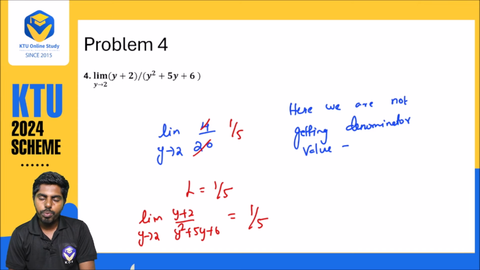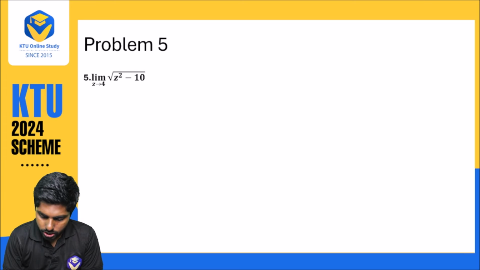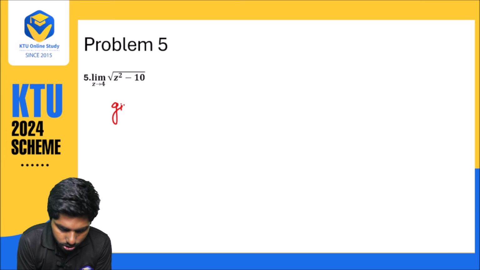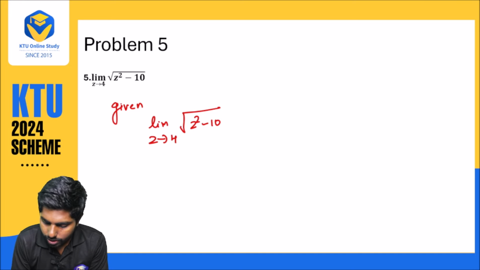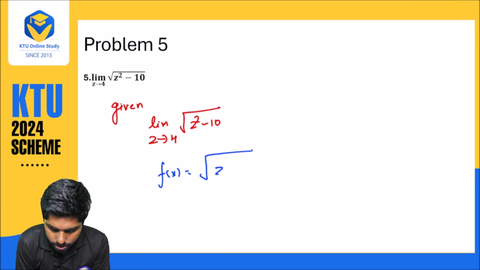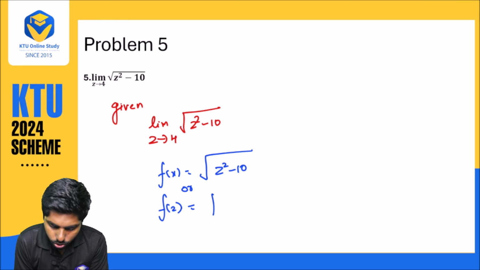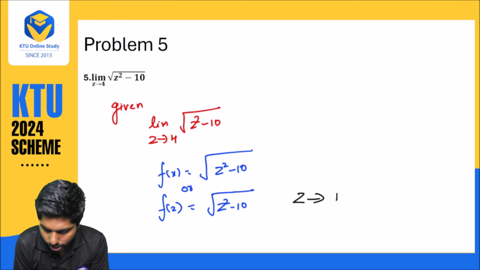Now we will move on to problem number 5. See, the fifth sum is a very normal sum only. So what do we want to write? We want to write given: limit z approaches 4 root of z square minus 10. That means our f of x, or you can also say f of z, is equal to root of z square minus 10. Here our z approaches which value? Our z approaches the value 4. That means we can take z equal to 4.